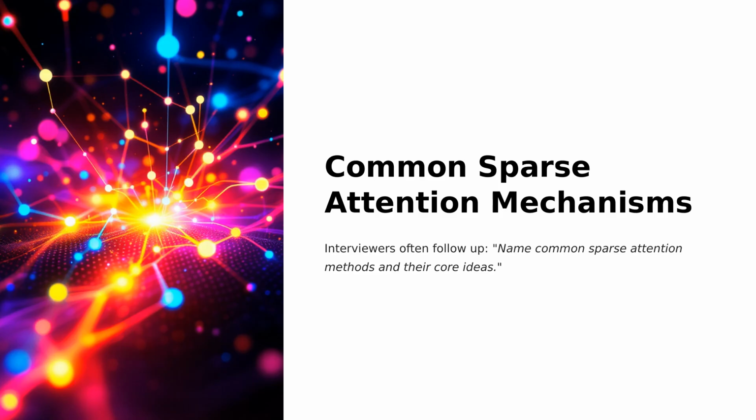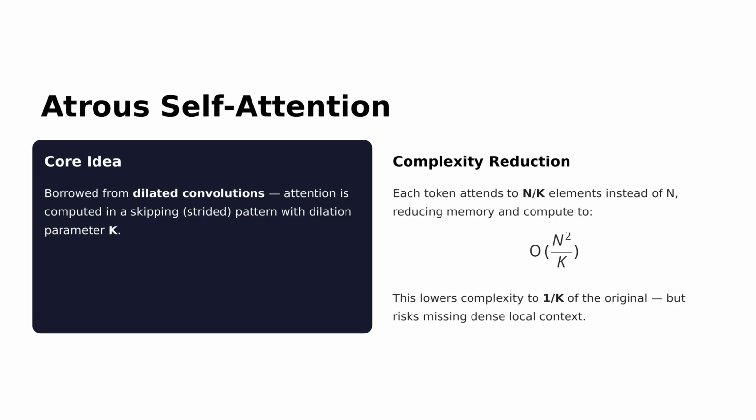Let's explore some common sparse attention mechanisms. These methods aim to reduce computational complexity by focusing on the most relevant information. One popular approach is the fixed pattern method, which uses predefined sparsity patterns. Another is the learnable pattern method, which dynamically adjusts to input data. Lastly, there's the local attention method, which restricts attention to nearby elements, improving efficiency for large-scale tasks.